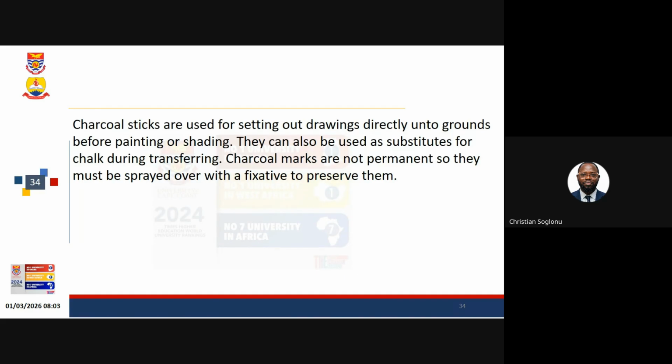Charcoal marks are not permanent, so they must be sprayed over with a fixative to preserve them. As I said initially, you can spray, and we know that charcoal is a dry medium. Definitely, you need to spray it with a fixative. So your lacquer, your varnishes, they're all there to fix your charcoal work for you. If not, with time, it will fade out.